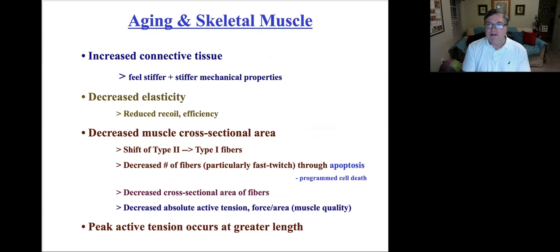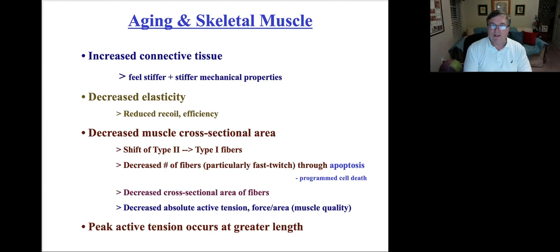But as we get older, again, we get an increase in connective tissue. Elasticity decreases. That's one of the problems. And that means when we stretch a muscle, it doesn't bounce back nearly as well. Reduced recoil. And guess what that means? You can't store as much energy, and therefore you can't return as much energy and turn it into kinetic energy. So it means there's reduced efficiency when you're running and walking.